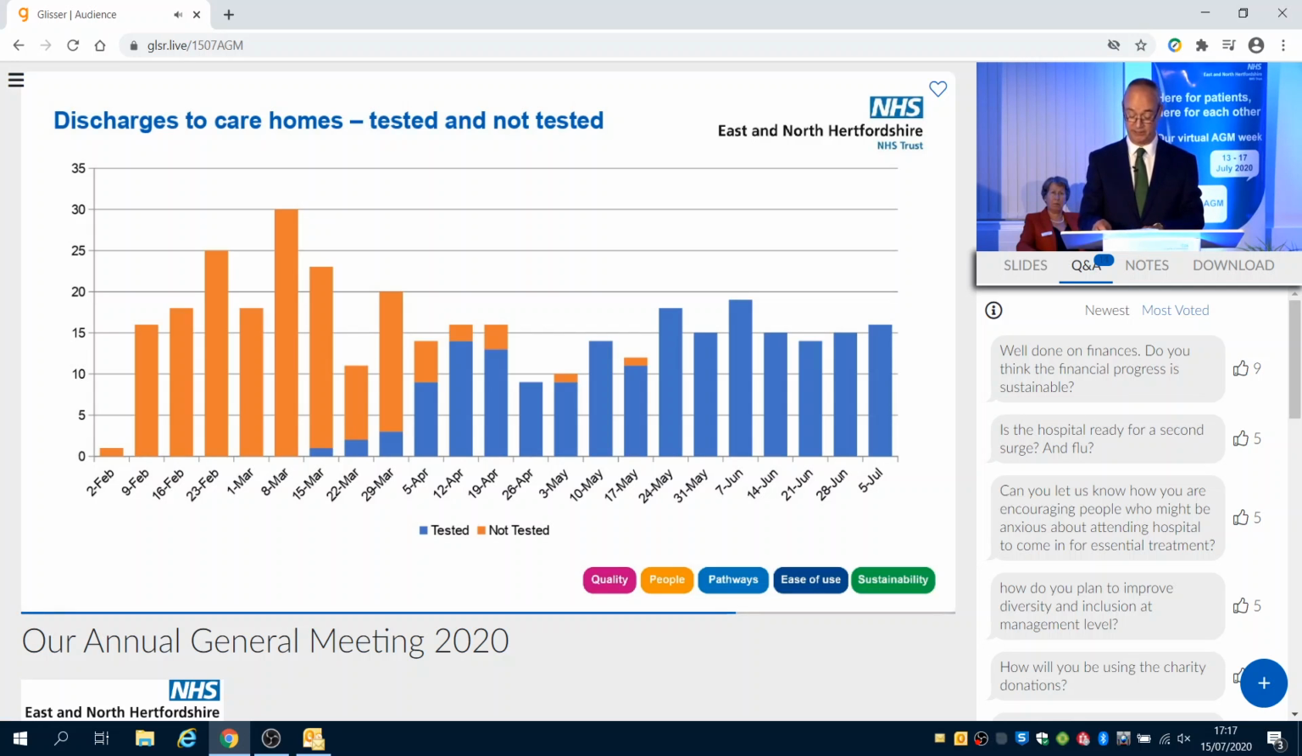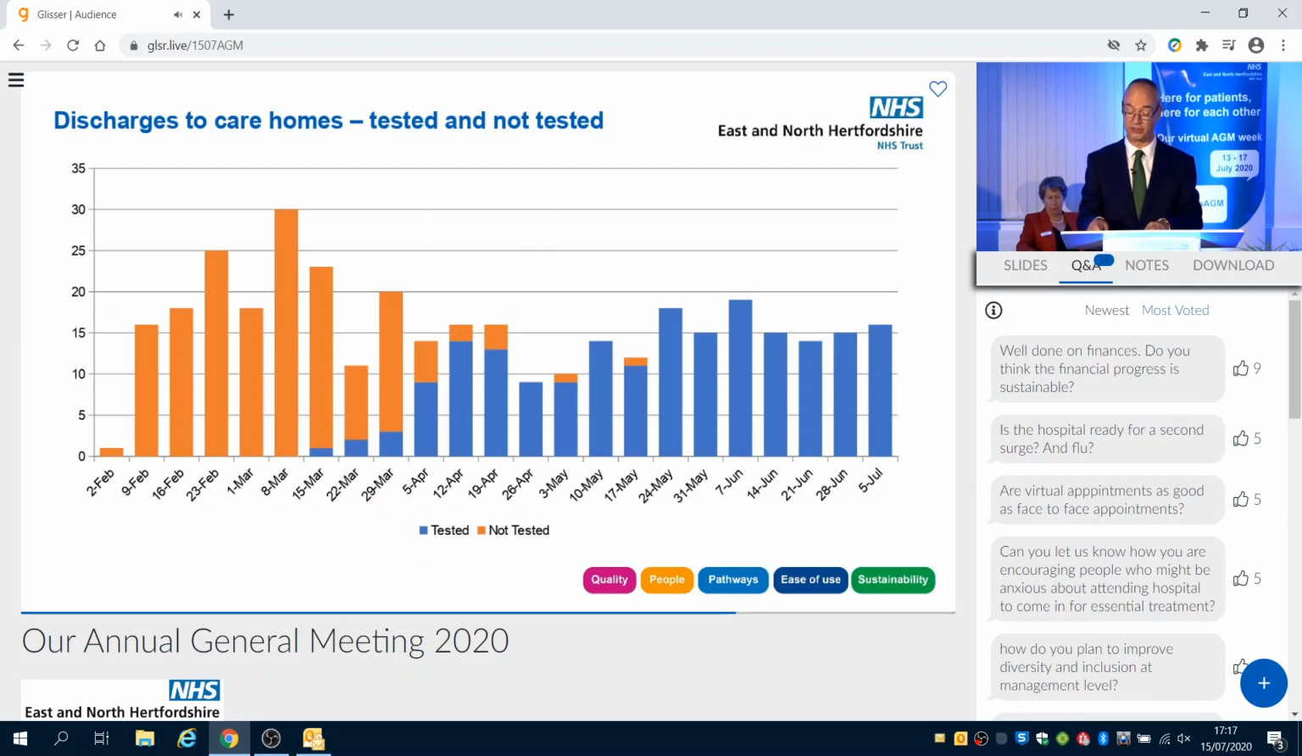On the 16th of April, hospitals were required to test patients being discharged to a care home. Where a test result was awaited, trusts were asked to ensure that they worked with local authorities to isolate patients pending the results. They were not asked to avoid discharge.